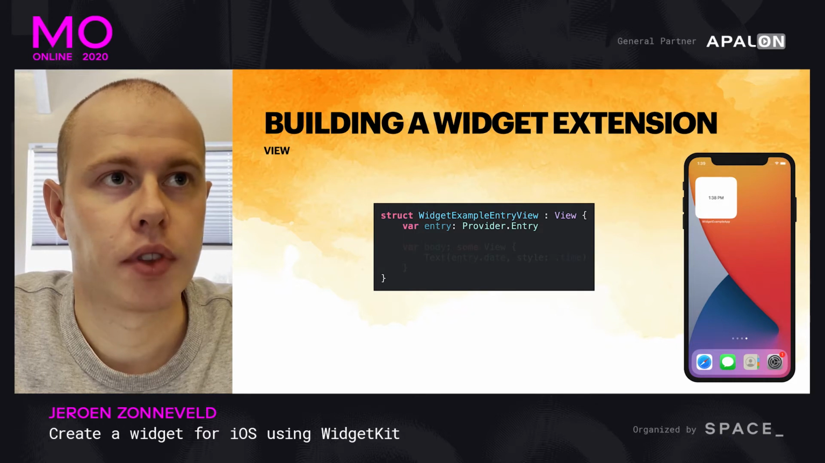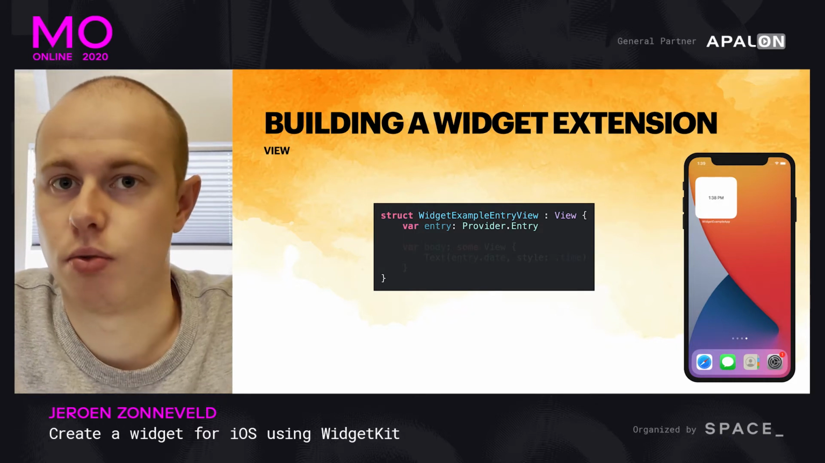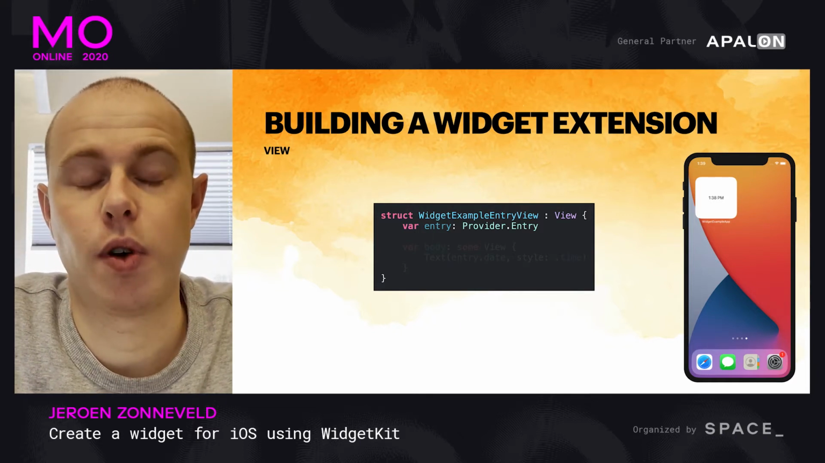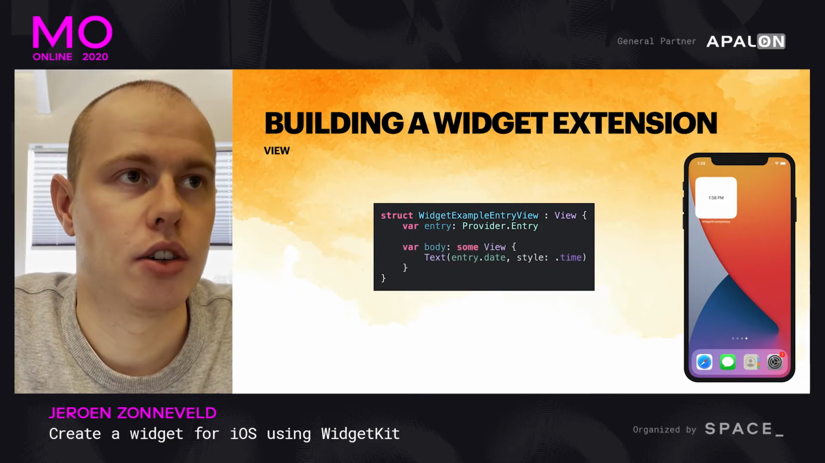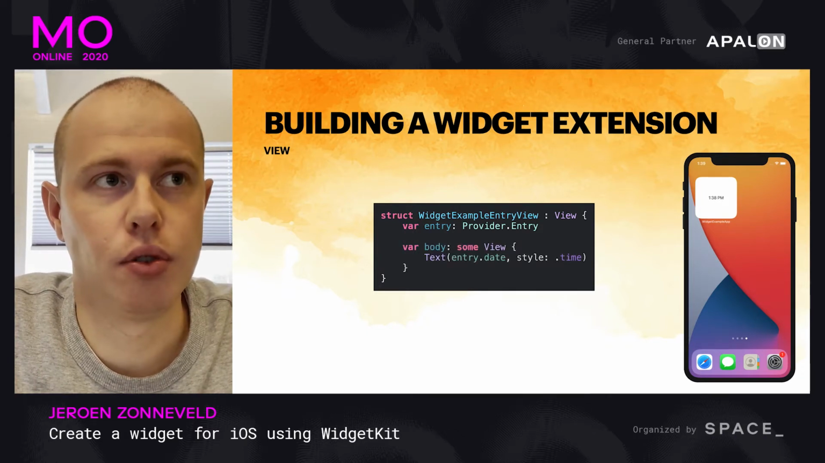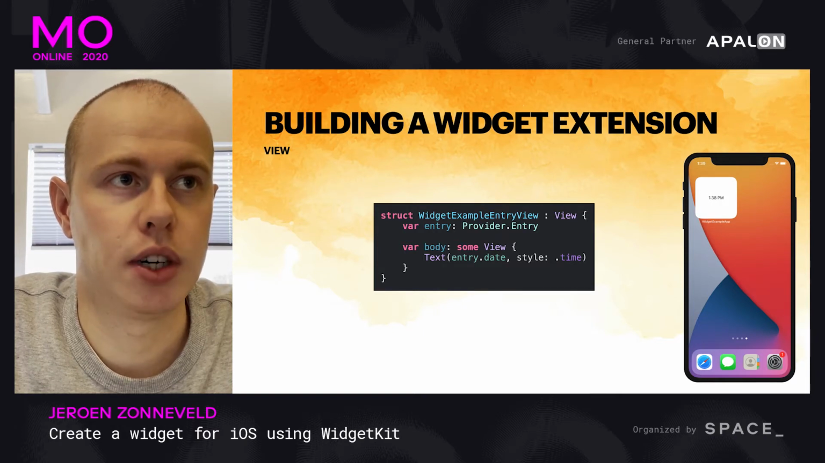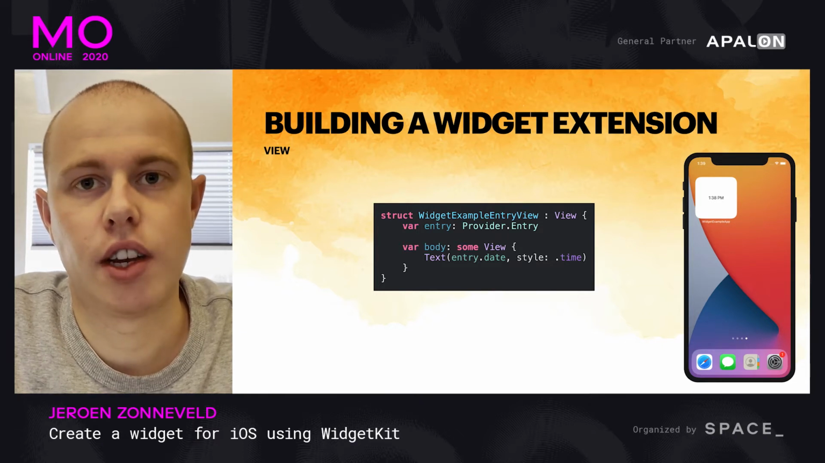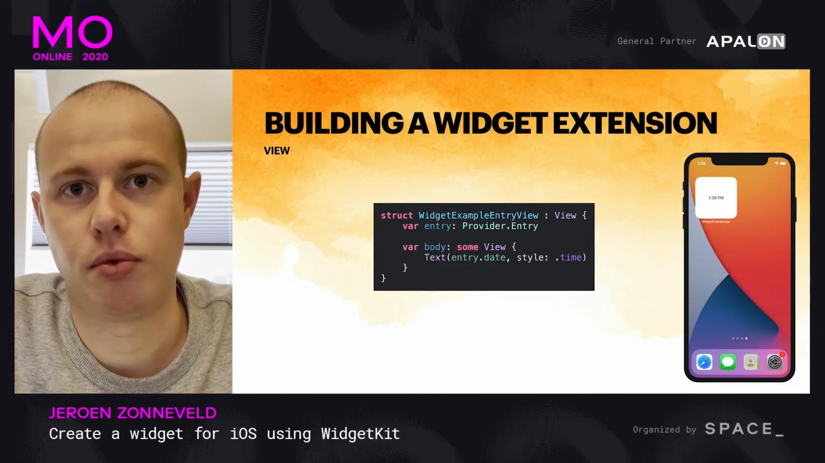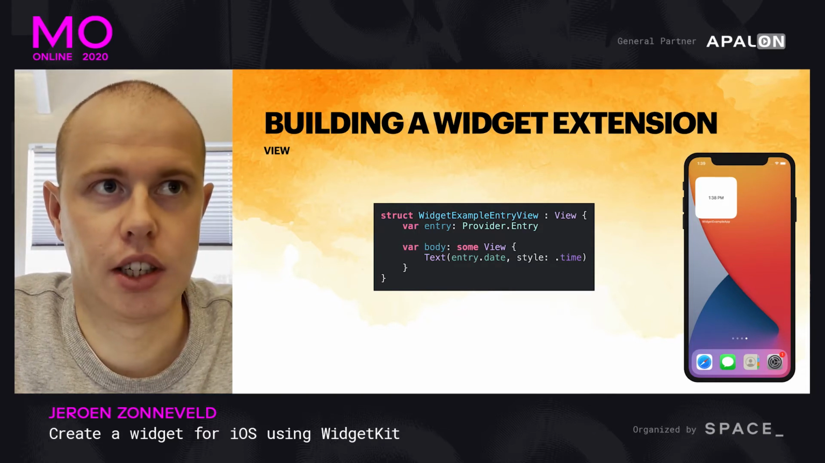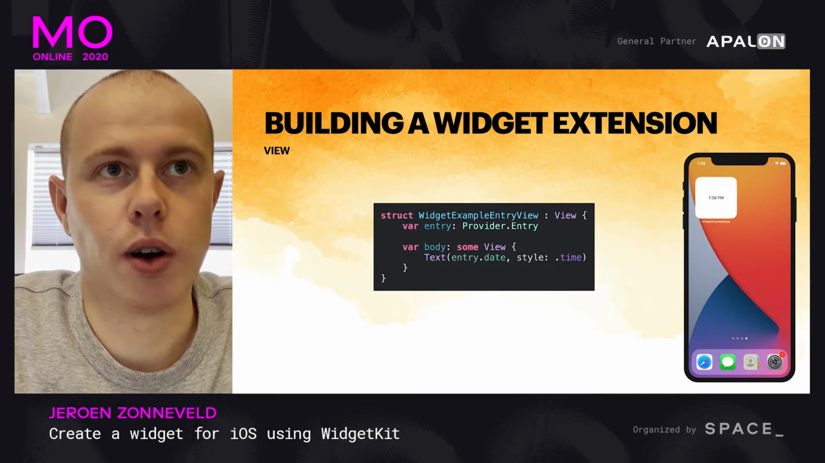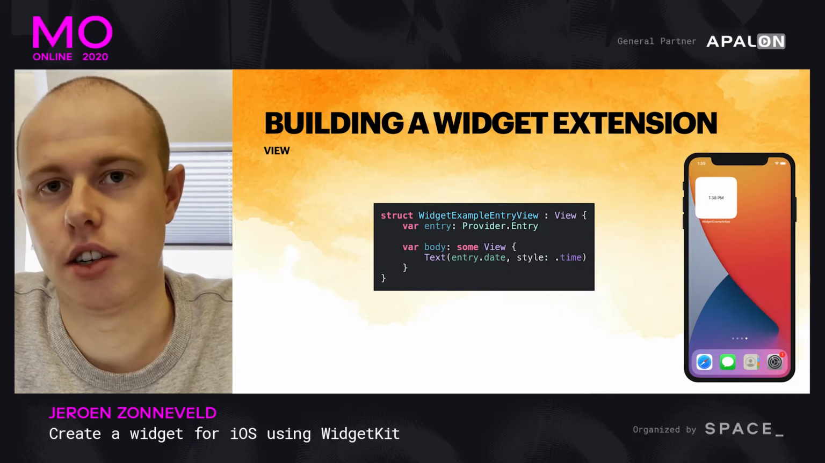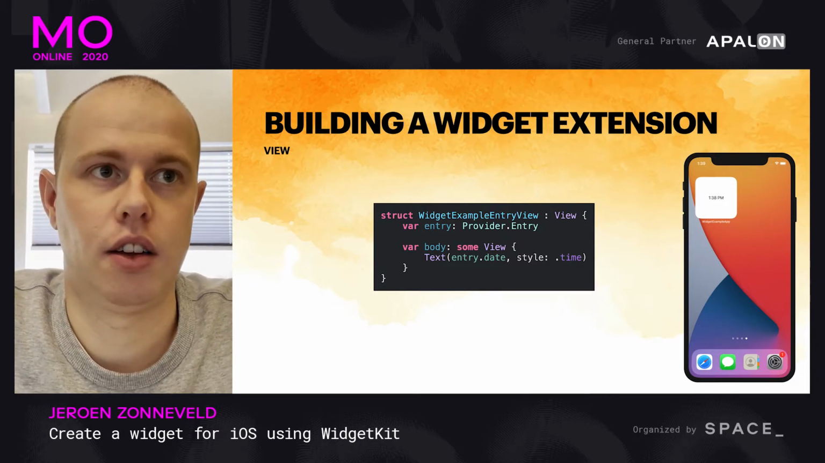The widget view contains an entry which contains all the data of our widget, and in SwiftUI the view. So in this case, the body of this view contains a text object which is containing the date in a time style. And using this, we are able to show the time to the user, which is only shown once. So when there's 1 minute more, it won't refresh itself, as it's just a static view.